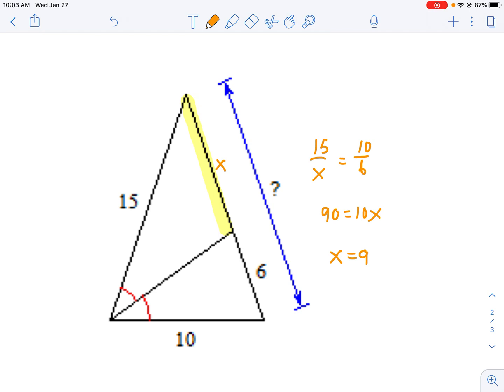But x isn't what we're trying to find. We're trying to find question mark, which is the whole thing. So we know this is 9, and then we can add that to 6. So question mark equals 15.